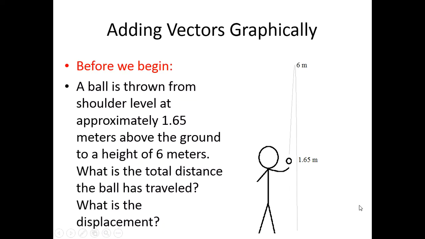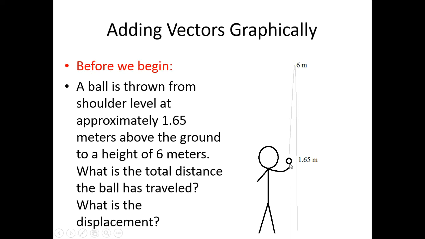Okay, this video is about adding vectors graphically. And before we begin, a ball is thrown from shoulder level at approximately 1.65 meters above the ground to a height that's going to be 6 meters. What's going to be the total distance traveled when this ball lands on the ground, and what is its displacement?